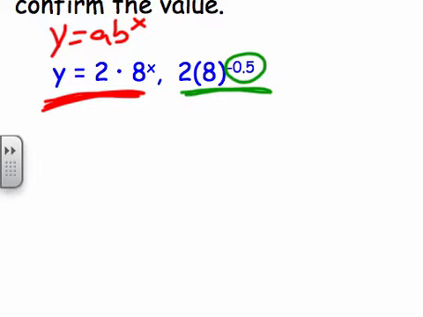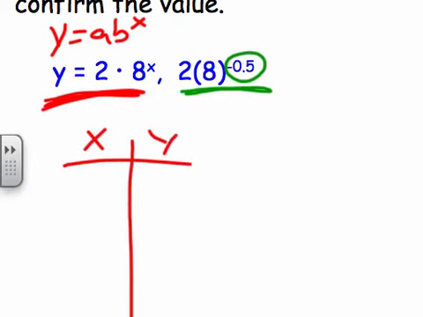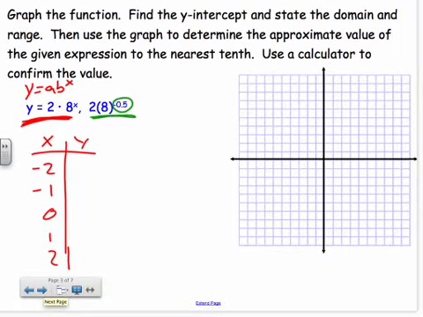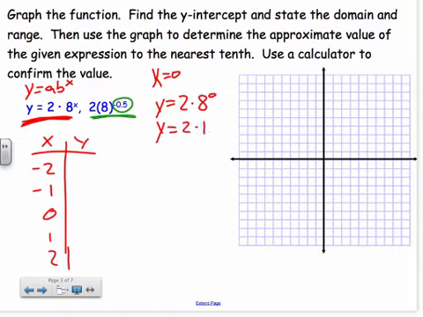So first things first, let's make our table. x, y, and just like I said, we're going to pick negative 2, negative 1, 0, 1, and 2 for everything. So we get some negatives, get some positives. And I'm going to plug in the 0 right away because that's the easiest one for me to do. When x is 0, I got y equals 2 times 8 to the 0. Well, anything to the 0 power is 1, and 2 times 1 is 2. So I plug in a 2. I'm going to go ahead and graph that. 0, 2.